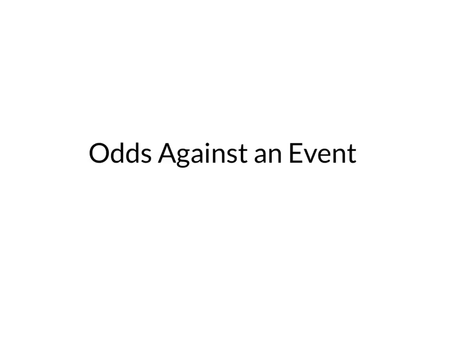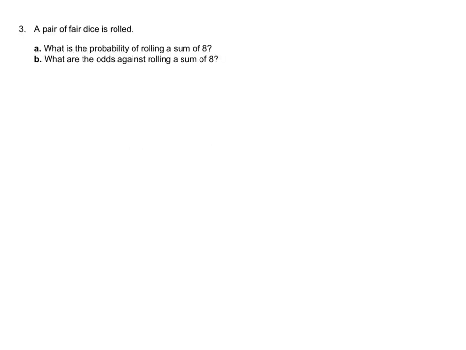Odds against an event. A pair of fair dice is rolled. Part A, what is the probability of rolling a sum of 8? First, I'm going to write the sample space of rolling 2 die or a pair of die.